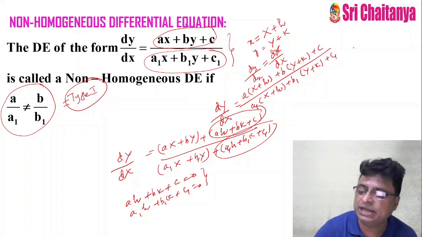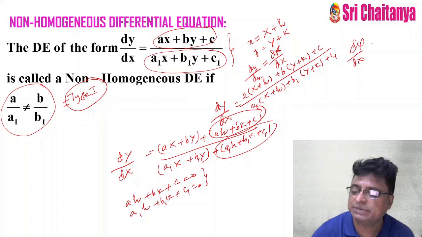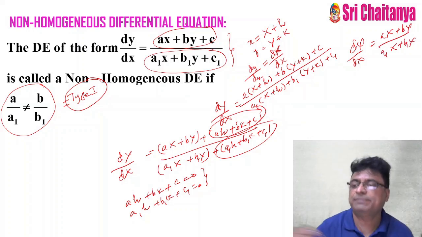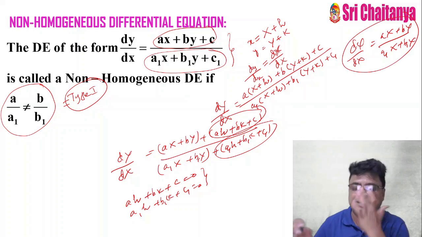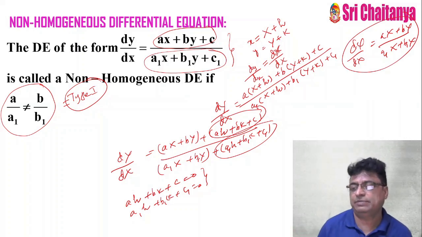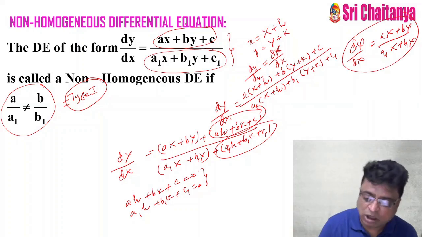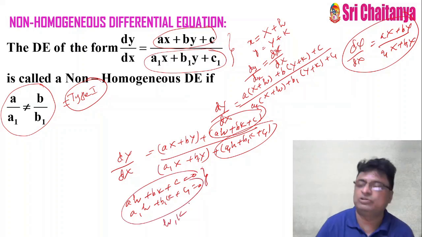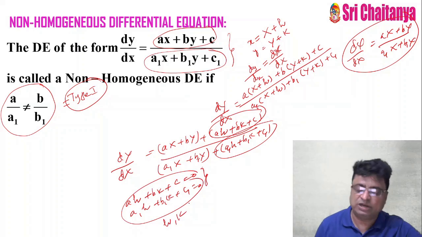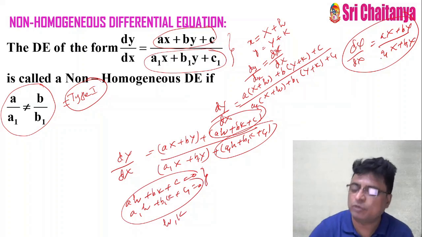That dY by dX, d capital Y by d capital X becomes (A capital X plus B capital Y) by (A1 capital X plus B1 capital Y). This you will get. This is what? A homogeneous differential equation in which capital X is the independent variable. And solve these two equations, you will get h and k. Leave it. Now it is homogeneous.